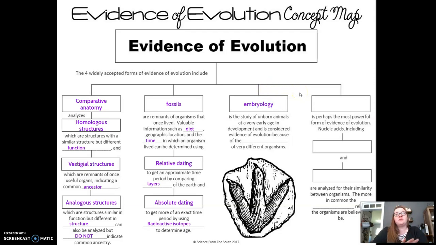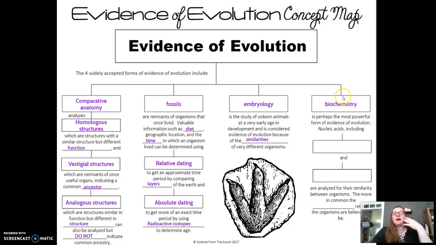All right, our third form of evidence is embryology. So this is the study of unborn animals at a very early age. So right after egg fertilizes sperm, it develops into the embryo. So this is before you're even a fetus. And this is considered evidence of evolution because of these similarities of very different organisms. So fish embryos, human embryos, chicken embryos, basically everybody looks really similar right after we've passed that egg and sperm stage. So that similarity between embryos helps to show a common development, which helps to show common evolution.